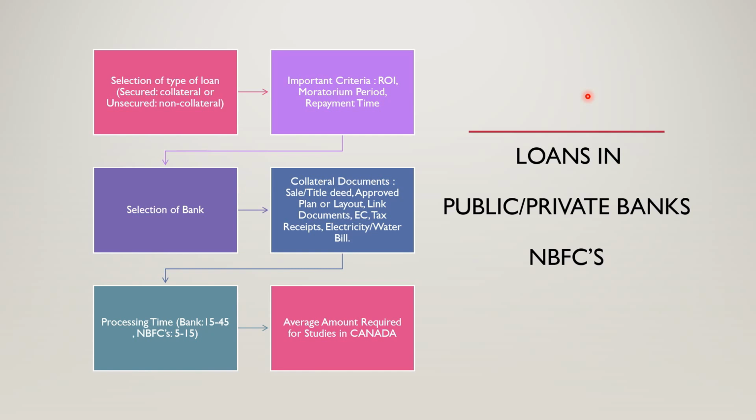If you are applying for unsecured loans, at most they ask for your ID proof, address proof, and income tax returns, yours as well as the co-applicant's. It may be your father, mother, or your brother, or your husband, whoever is applying with you as a co-applicant.